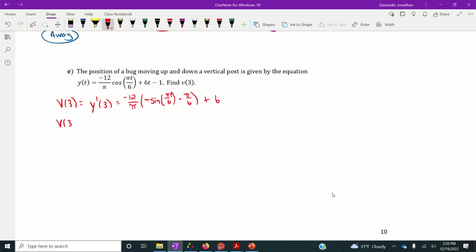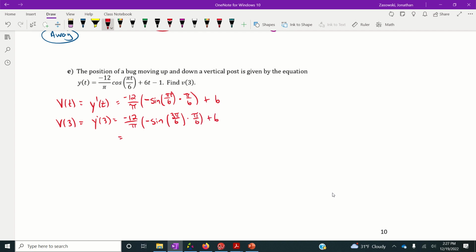So now v of 3 is going to equal, and really what I should have done first, instead of making these 3, is kept these as t's, because I'm not plugging in yet. Now I'm going to plug in. So negative 12 over pi times negative sine, so really this is just going to be positive in a second, and this is 3 pi over 6, which is pi over 2, times pi over 6 plus 6.